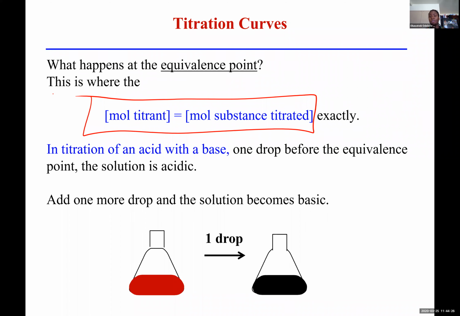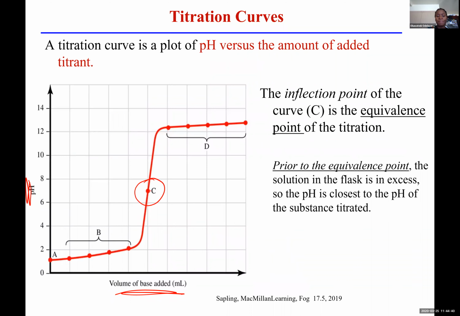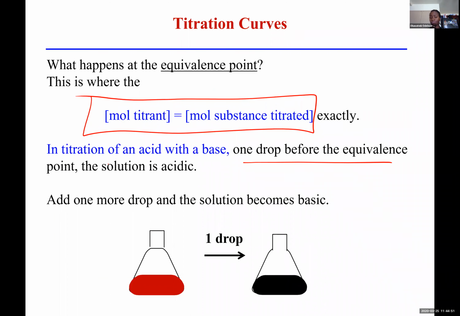No, it doesn't have to be at a pH of 7, but all we're saying is, hey, at that point, we have the same number of moles for both. One drop before the equivalence point would be acidic. One drop after the equivalence point will become basic. So if we go back here, one drop before this, my substance is still this way, it's acidic. One drop after this, my substance goes that way. In terms of pH, it becomes basic.